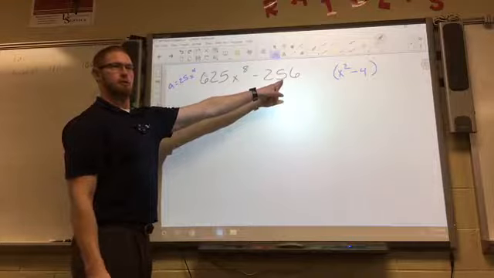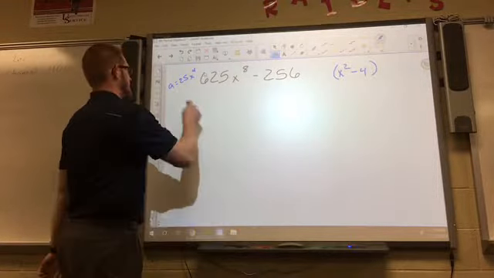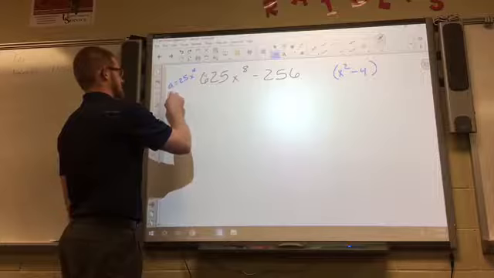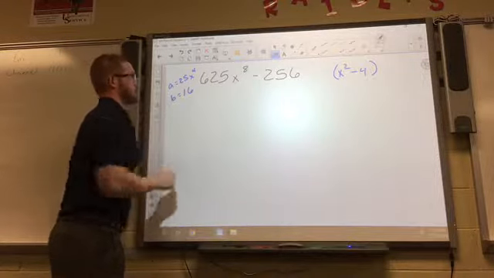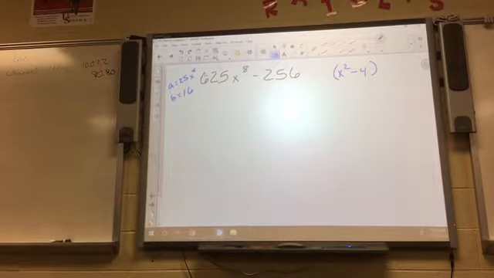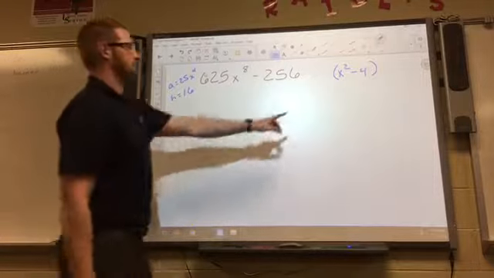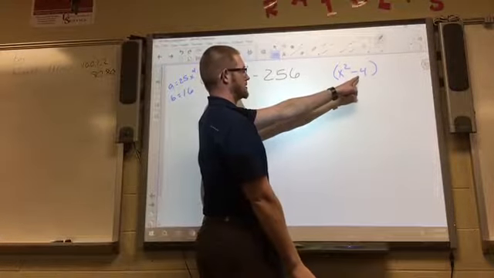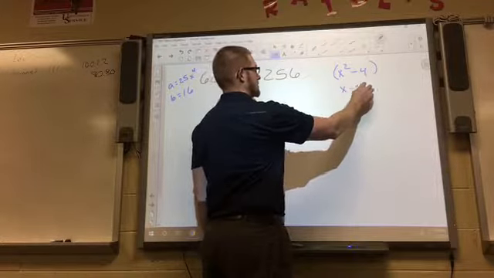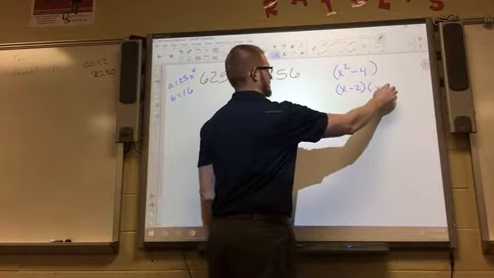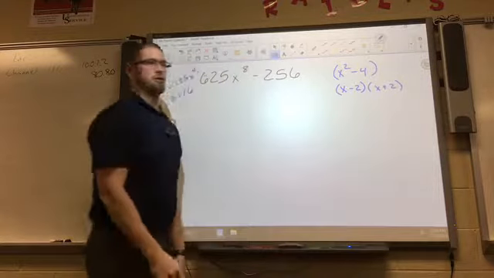What is the square root of 256? 16, right? 225 would be 15. Okay. So I do have the difference of two squares here. If I were to factor this, it would be what? For the smaller example, x squared minus 4, it would be x minus 2, x plus 2.